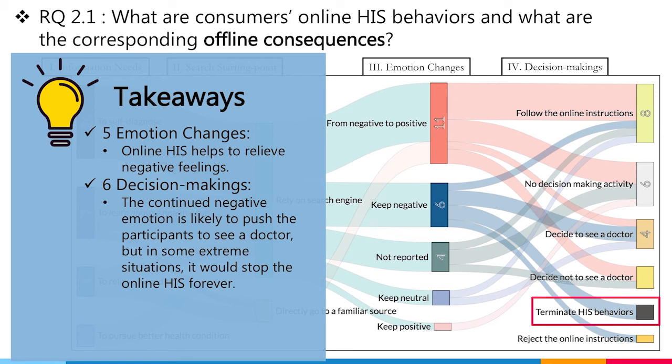And note that continued negative emotion is likely to push the participants to see a doctor, but in some extreme situations, it would stop the online health information seeking forever, because 2 participants said that they will never go online to search for health information again because they kept feeling negative throughout the whole online health information seeking process. Other than that, other decision makings after online search are following the online instructions, making no decisions, deciding to see a doctor, deciding not to see a doctor, or rejecting the online instructions.